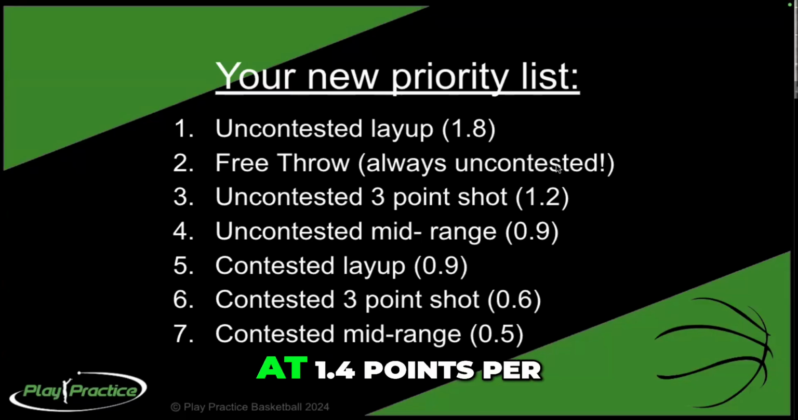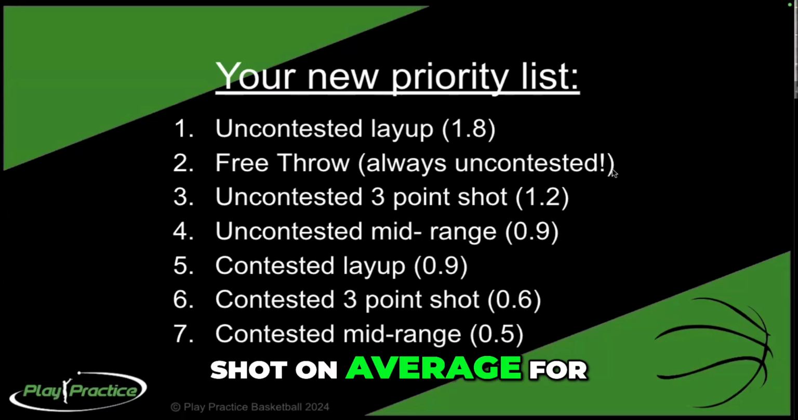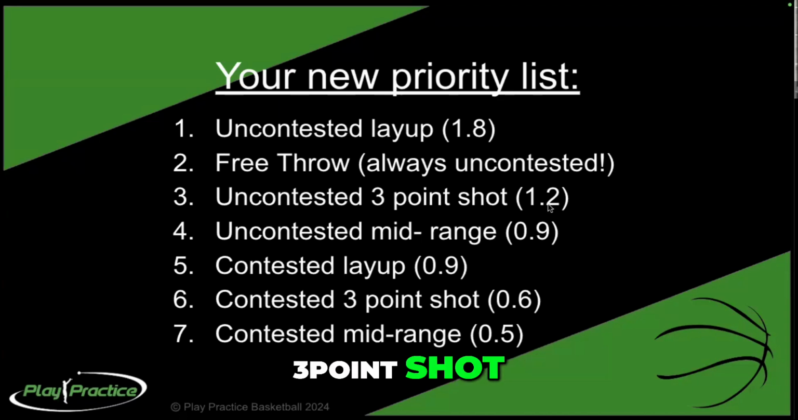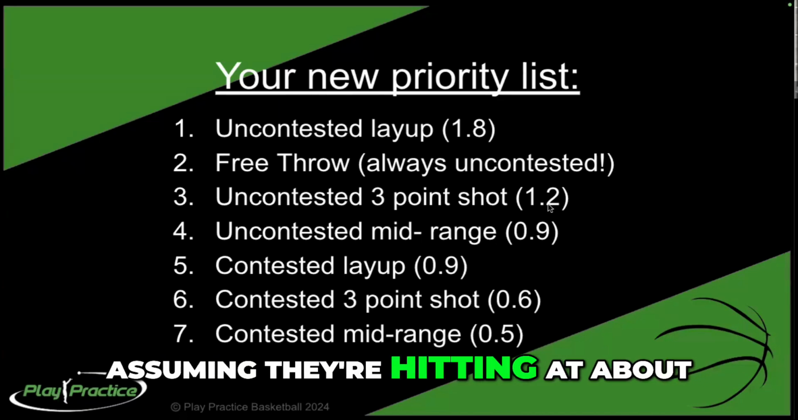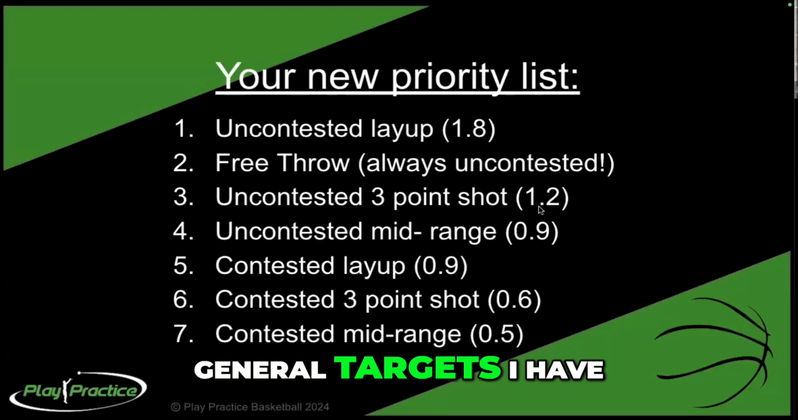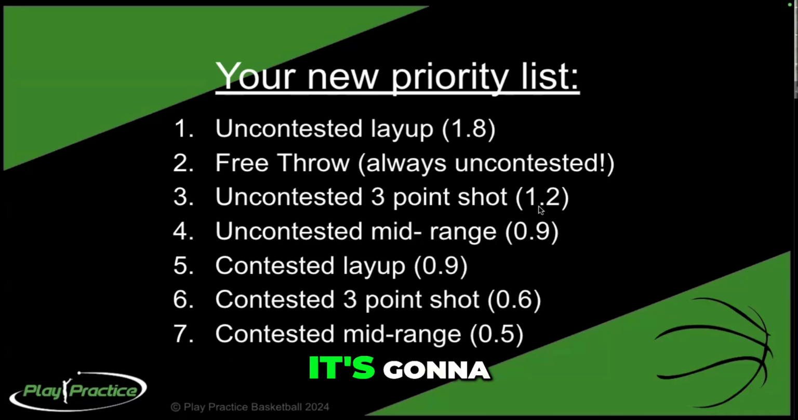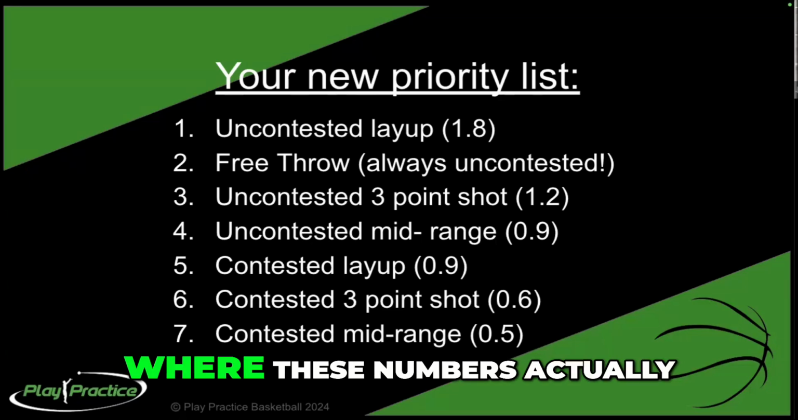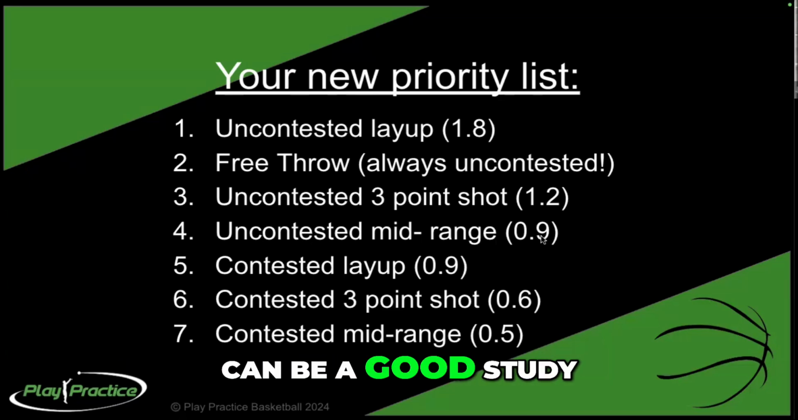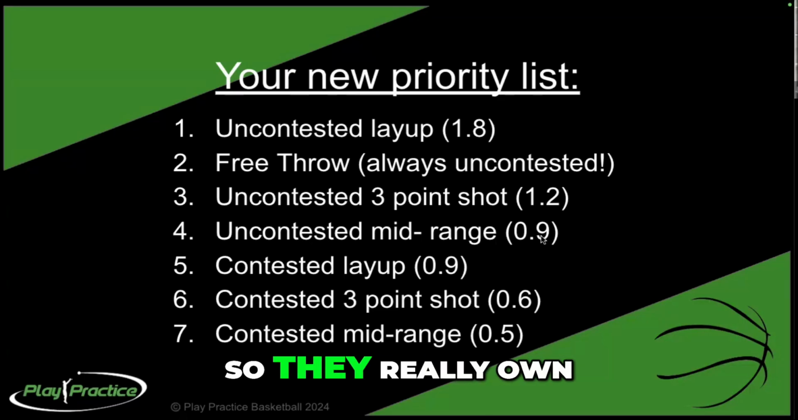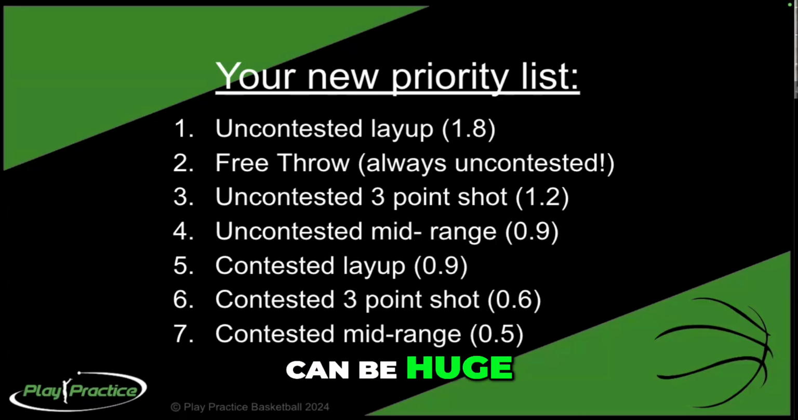That would put it at 1.4 points per shot on average for a free throw trip of 2 shots. Then we go uncontested 3-point shot, 1.2, assuming they're hitting at about 40%. These are just general targets I have for points per shot value. It's going to vary a lot with your age and skill level, so trying to find where these numbers actually lie for your team can be a good study, and especially if you get your players involved in doing the calculation so they really own it, that can be huge.